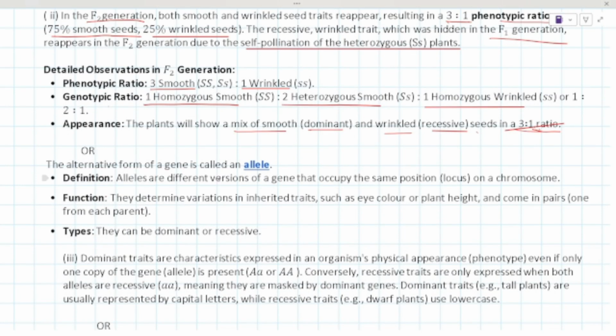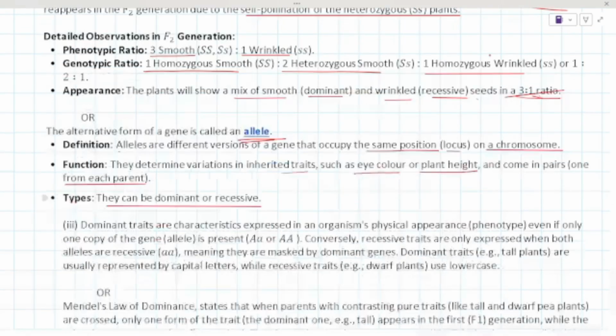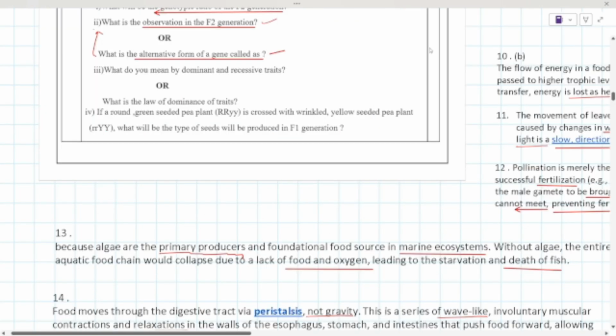The alternative form of a gene is called an allele. Definition: alleles are different versions of a gene that occupy the same position on a chromosome. Function: they determine variation in inherited traits such as eye color or plant height, and come in pairs, one from each parent. Types: they can be dominant or recessive. Is it clear? Now see the third one.